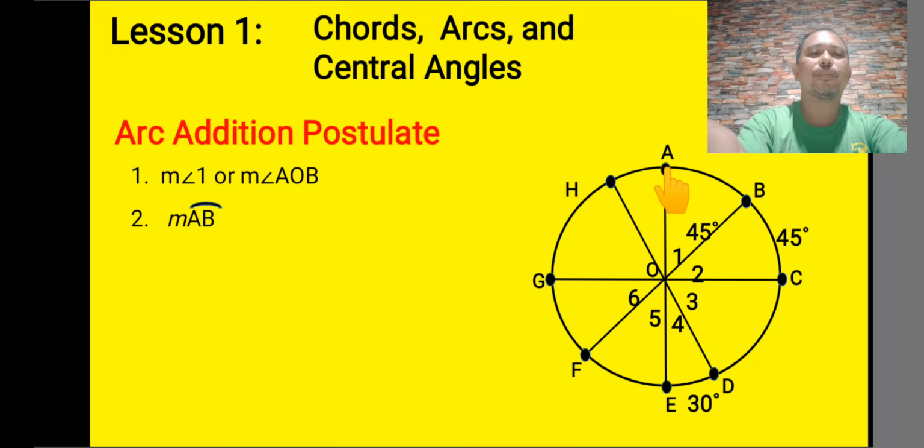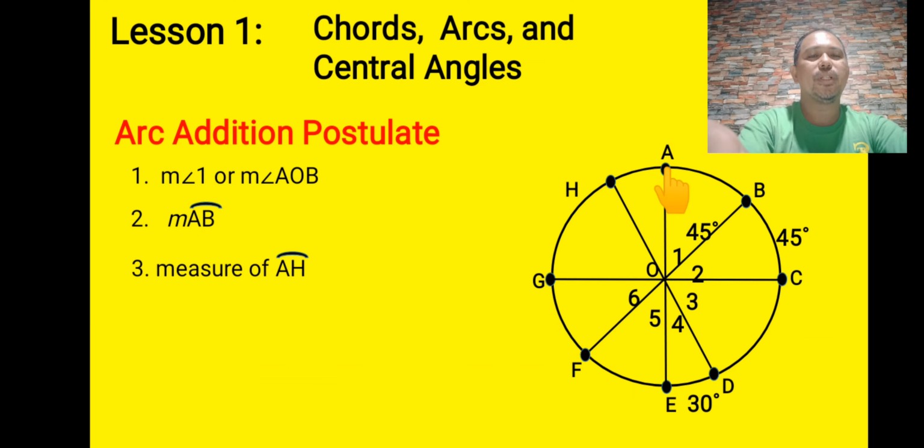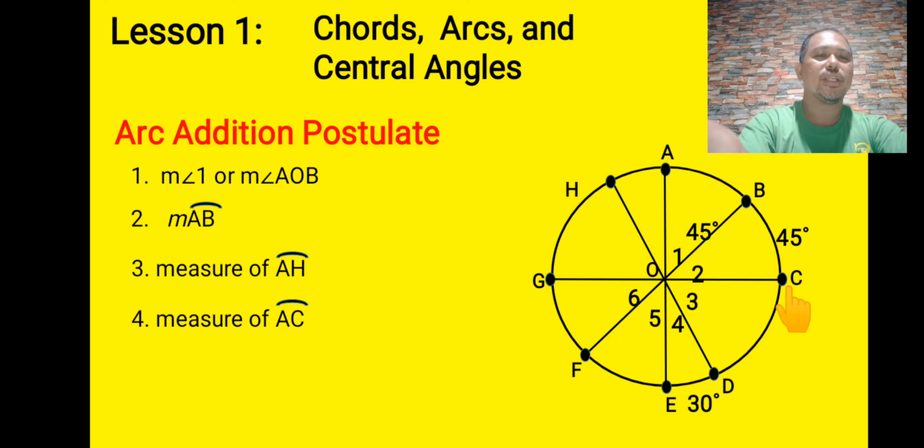Number 3, okay, for number 3, what is the measure of arc AH? Where is AH? Here. What is the measure of this? Number 4, what is the measure of arc AC? Where is AC? Arc AC. Now let us answer number 1.